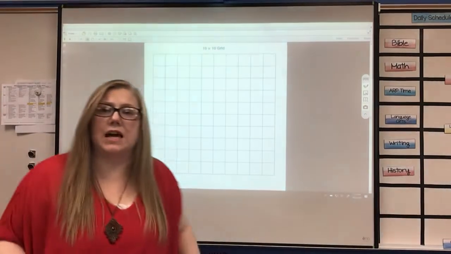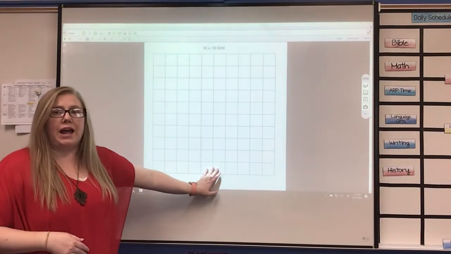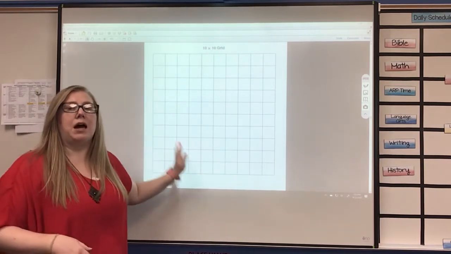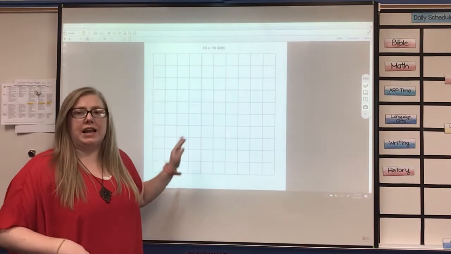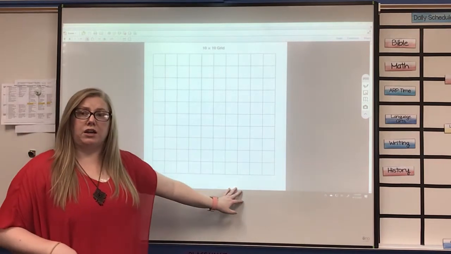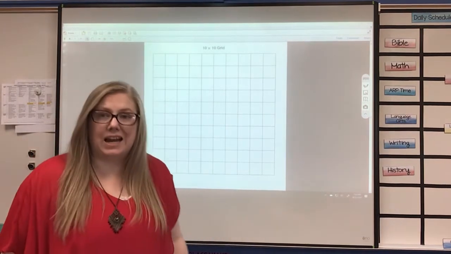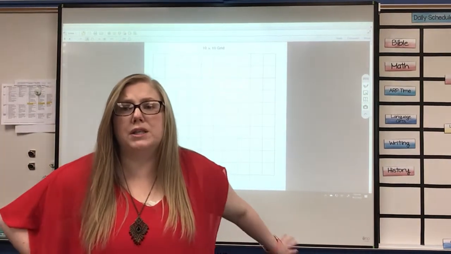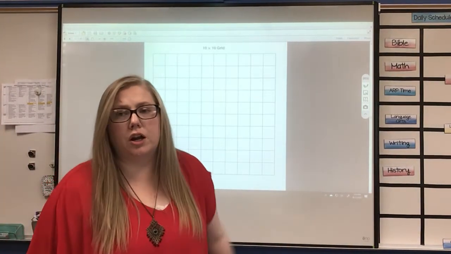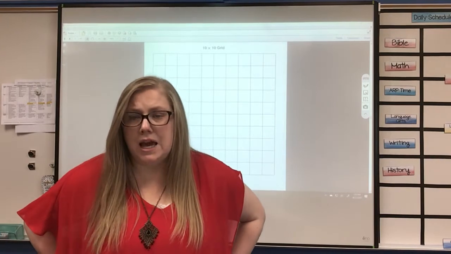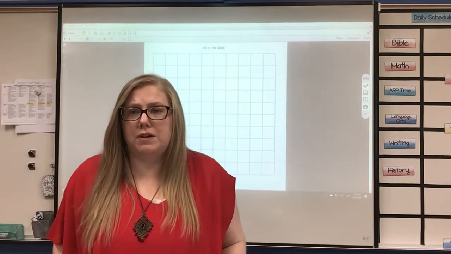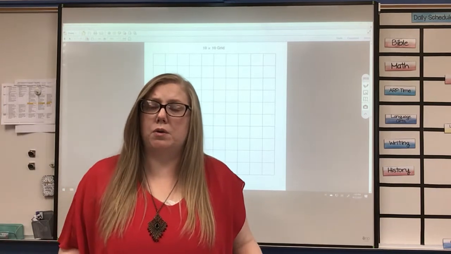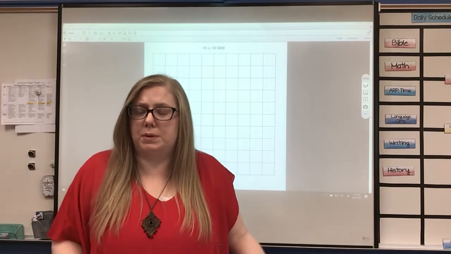For instance, I have a 100 chart behind me, and if I shade in 10 of these boxes, I have 10% that is shaded and 90% that is not shaded, because 10 out of 100 is shaded. So we are going to focus on using this hundreds chart to model percents, and we're going to use it not only to find percents, but also the corresponding fraction and the corresponding decimal that goes with that percent.